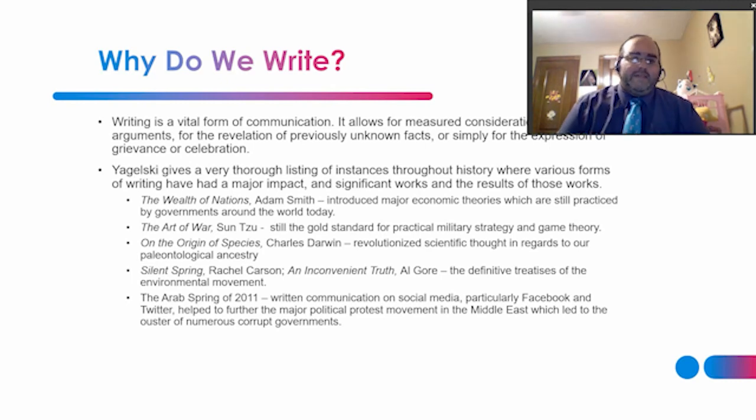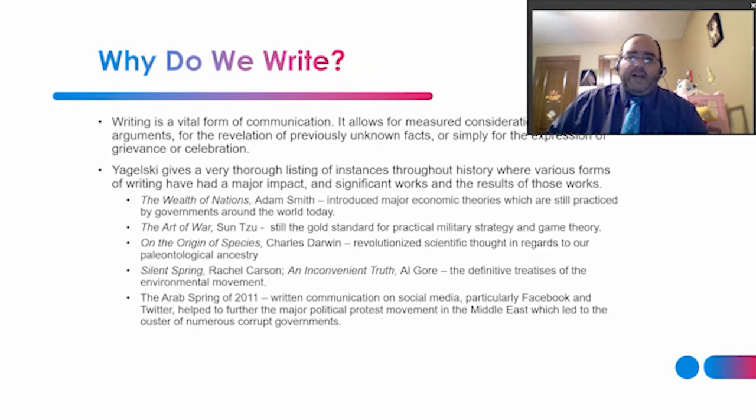Now, Yelsky gives a very thorough listing of instances throughout history where various forms of writing have had a major impact, and significant works as the results of those works. There's 5 examples that he presents in the textbook. Let's just go over them real quick. One of them is The Wealth of Nations by Adam Smith.